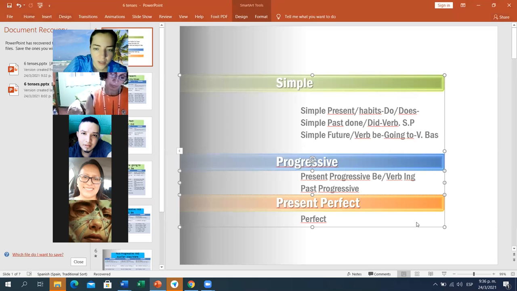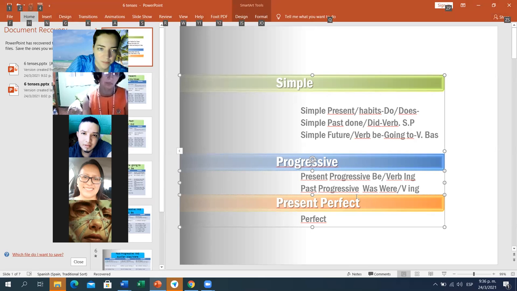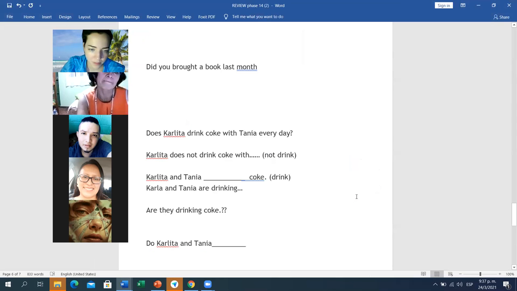Okay. In the past progressive, we use was and were, and the verb ing. Okay, when do we use was? ¿Para qué momento ocupamos was? For past. Yes, and with which subject? ¿Y para qué sujeto? Singular. Yes. Singular.